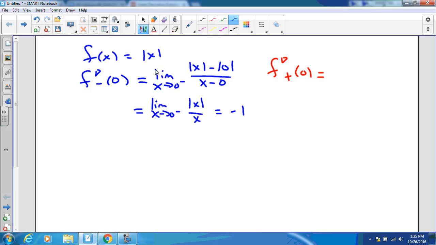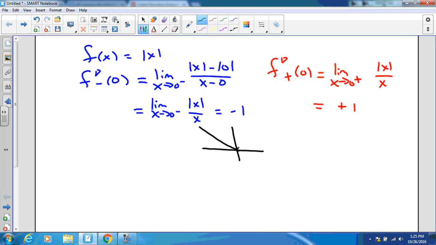Take any negative number close to 0, take its absolute value, divide, and you get negative 1. Meanwhile, over here, same song, second verse, we have the exact same difference quotient, but now we're approaching 0 from the right, and we get a positive 1. And now we understand why the derivative fails to exist at 0, because the derivative from the left and the right have different values.